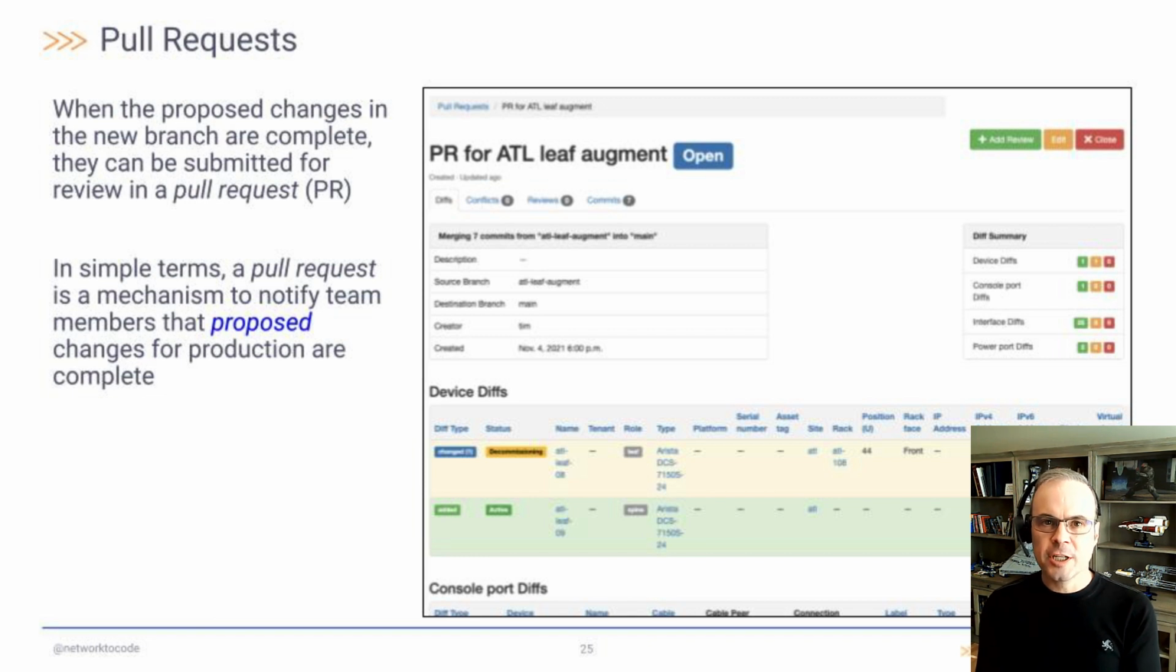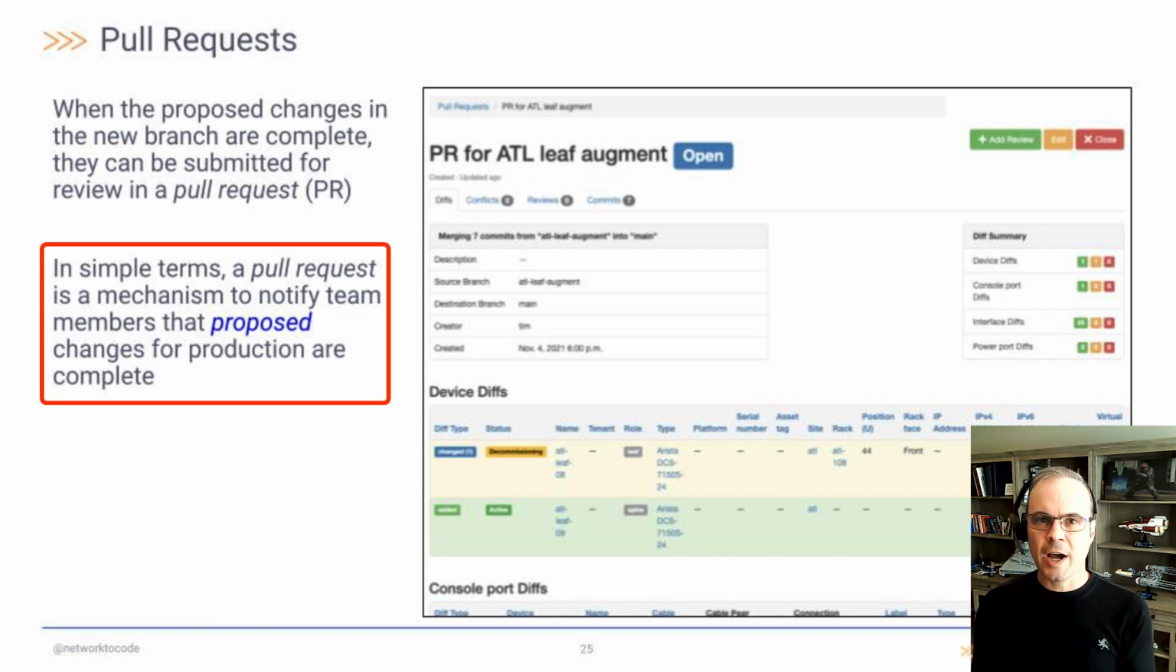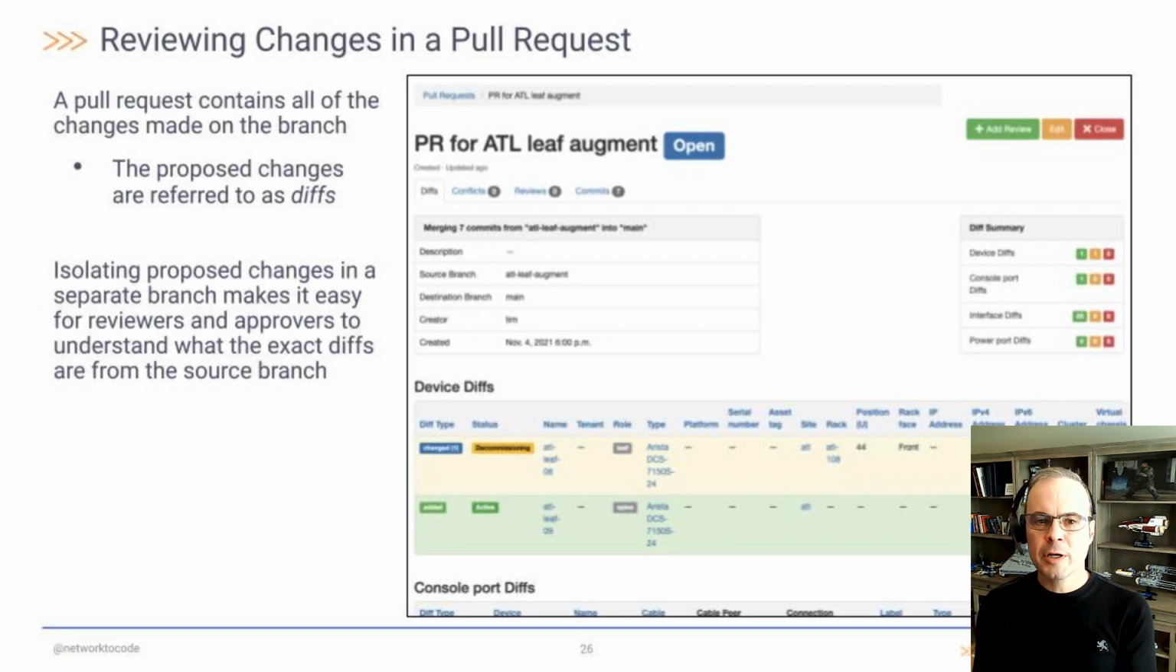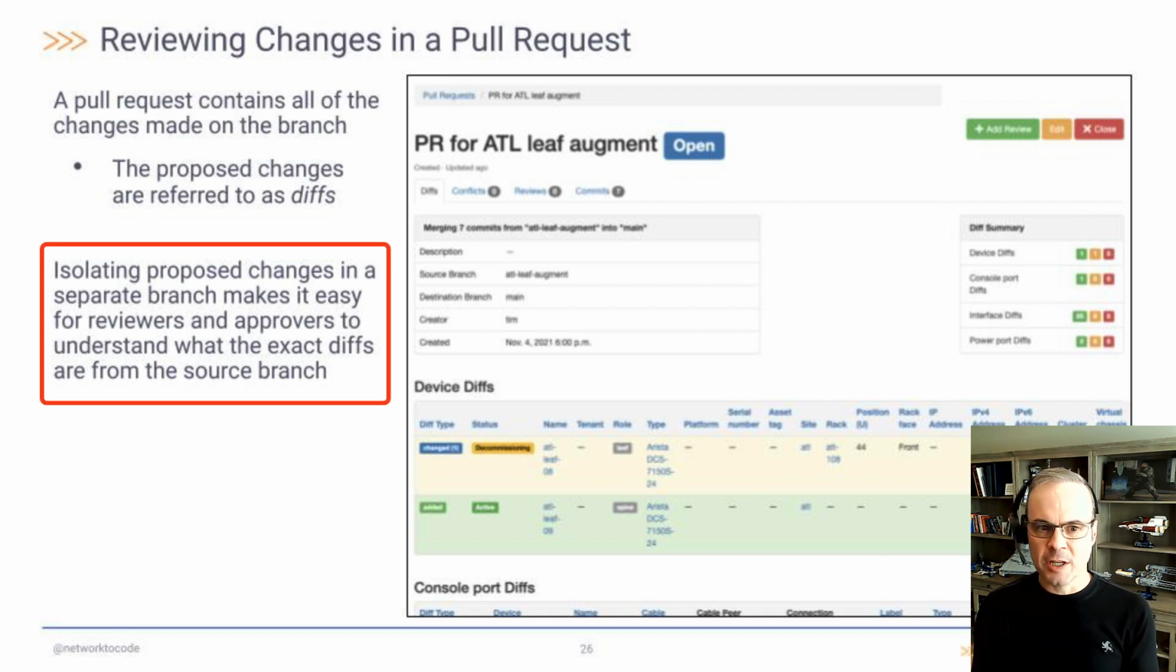This brings us to pull requests. When the proposed changes in a new branch are complete, they can be submitted for review and approval in what's called a pull request, or sometimes a PR. In simple terms, a pull request is a mechanism to notify team members that proposed changes to production are complete. A pull request contains all of the changes made on the branch. Isolating the proposed changes in this way in a separate branch makes it very easy for reviewers and approvers to understand what the exact diffs are from the source branch.